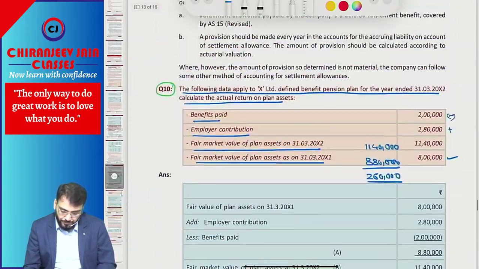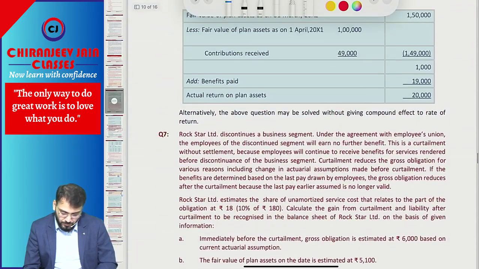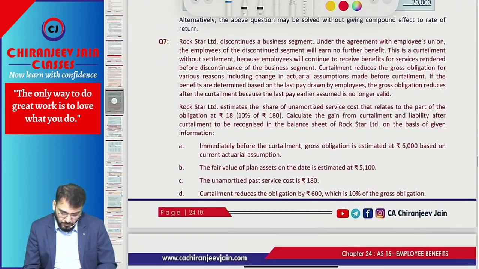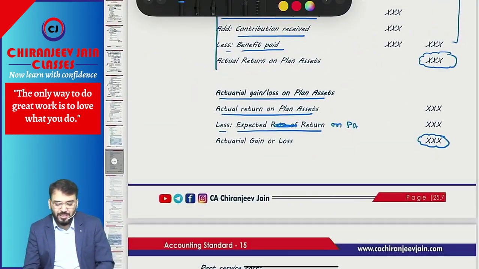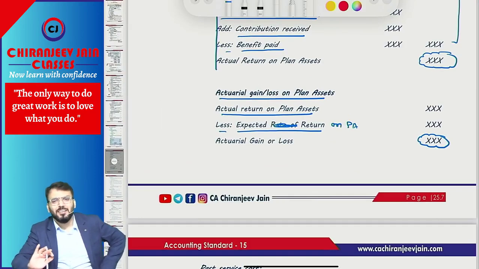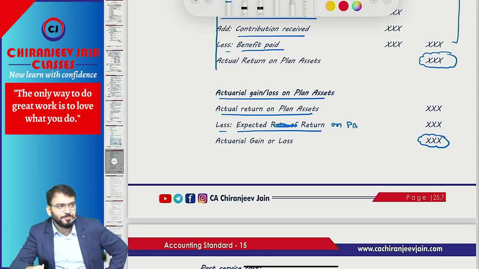Done? Chalo. So this also we have understood. So can I say we have understood the plan asset also? Last day we did defined benefit obligation. Today we have done plan asset.